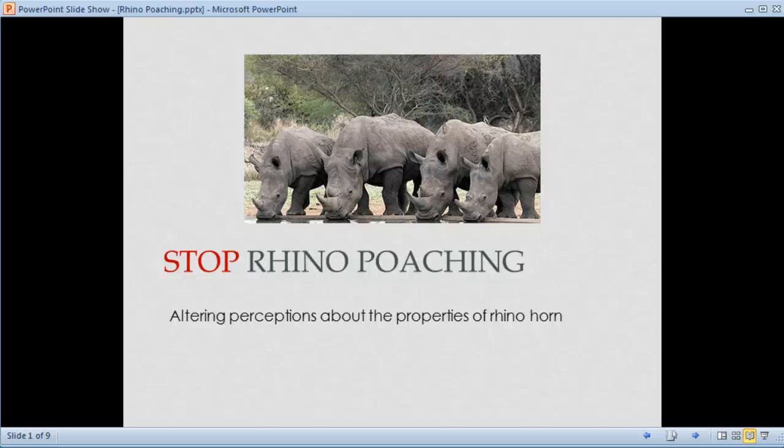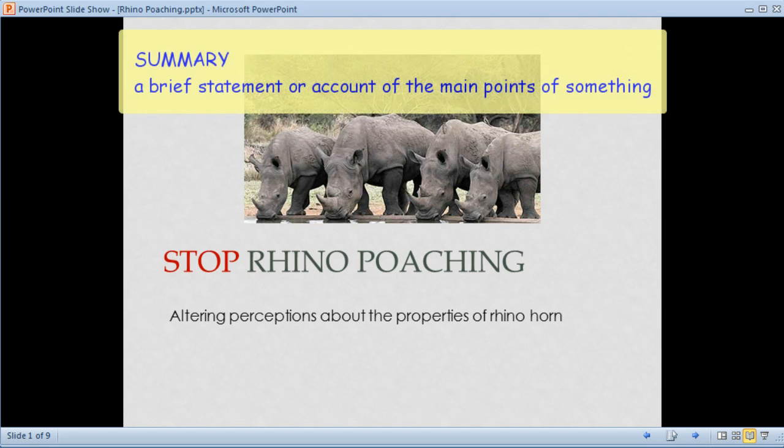Information management. Summarizing information using presentation software. This is the title slide of a presentation. Various techniques are used to summarize information, findings, and recommendations.